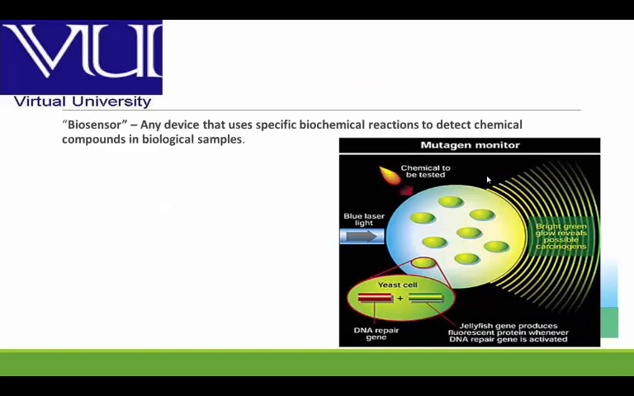Biosensor, a device that uses a specific biochemical reactions to detect chemical compounds in biological samples. I'm going to explain you via an example, in which example we will monitor mutagens. How we can monitor a mutagen by a biosensor? Here is a blue laser light which will pass through the tissue from where it will be detected the mutagen and show the possible carcinogens in the form of electrical signal.